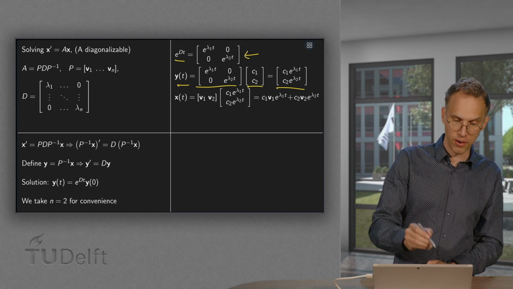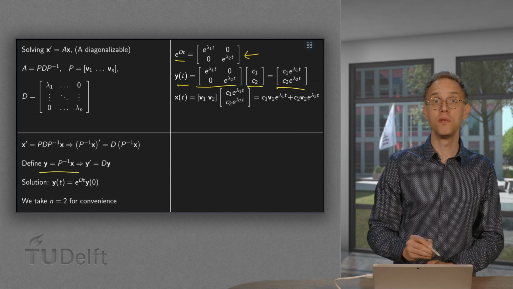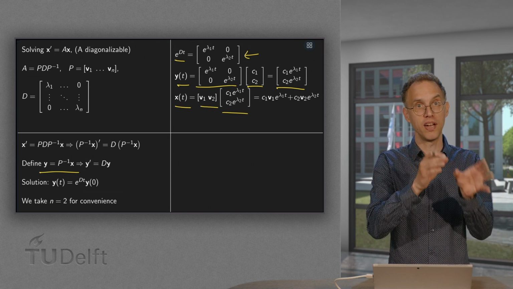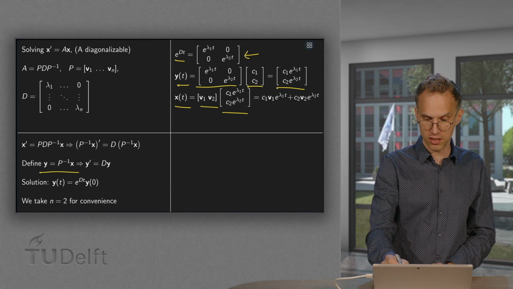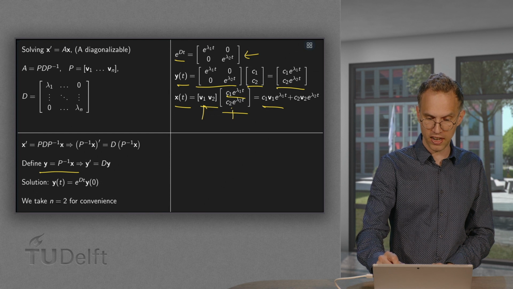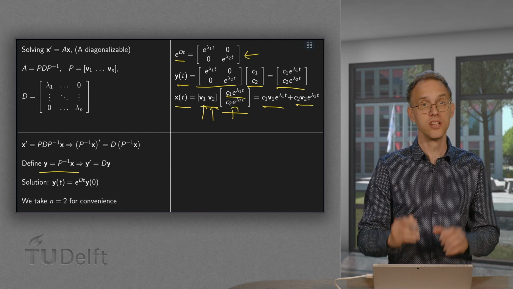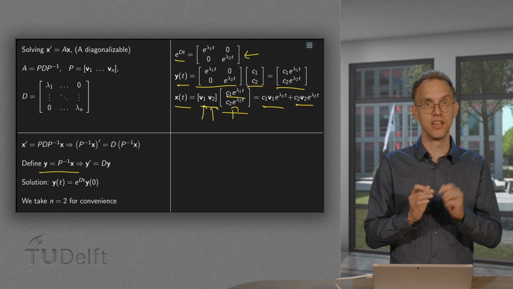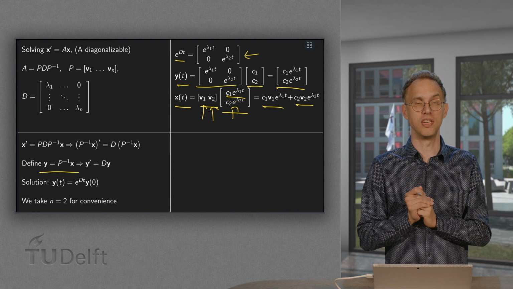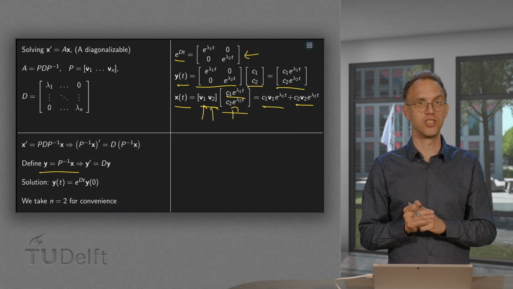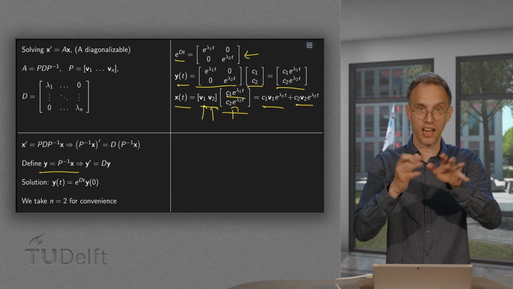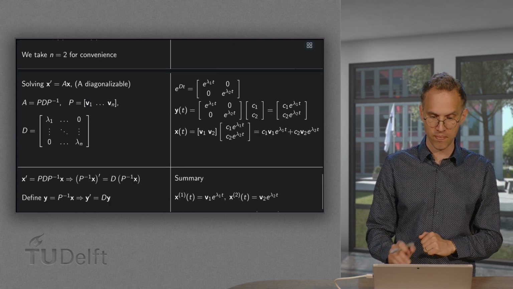Now we can compute our x, because x equals p times y. We again have matrix times vector, so we get this vector times the first vector here, plus this vector times the second vector here. So there we have our solution x of t: c1 v1 e to the power lambda 1 t plus c2 v2 times e to the power lambda 2 t. If you have a bigger matrix, you simply get more of those, c3 times v3 times e to the power lambda 3 t, and so on and so forth.